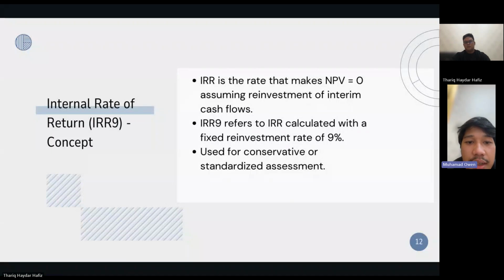So for the next is internal rate of return, or we can say IRR9. IRR is the rate that makes NPV equal to zero, assuming reinvestment of interim cash flow. IRR9 refers to IRR calculated with a fixed reinvestment rate of 9% and can be used for conservative or standardized assessment.